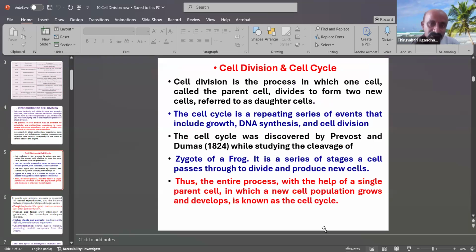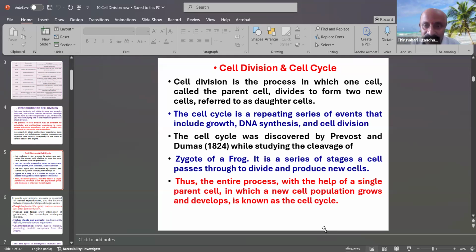Then cell division is a process in which one cell, called the parental cell, divides into two new cells referred to as daughter cells. The first is also the parental cell. When the parental cell acquires energy and nutrients, it enlarges in size and divides. That is cell division. When the cell division produces cells identical to the parental cell, that is mitosis, where each cell is structurally, functionally and genetically similar to the parent.